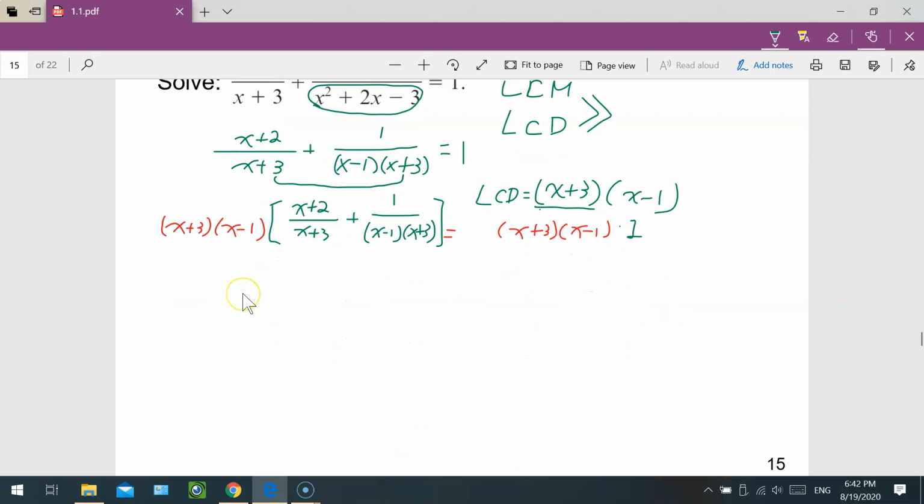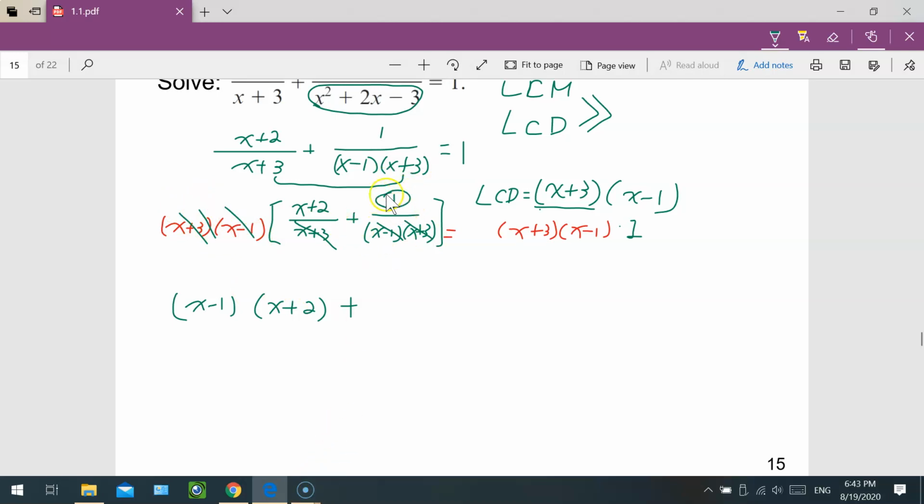Okay, now we distribute. When I multiply this x plus 3 with the first term, I can cross it out. Then I will have x minus 1 times x plus 2 with the first term. Now plus. When I multiply this with the second term, as you can see, I can cross out both, right?